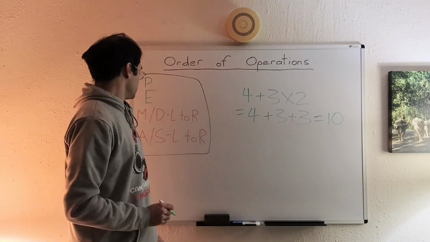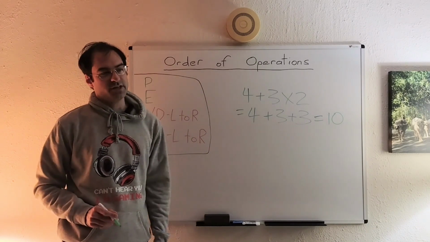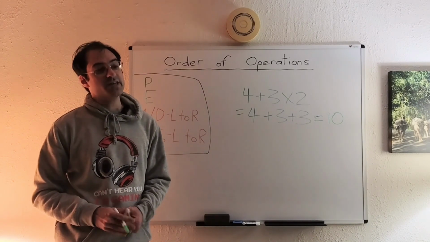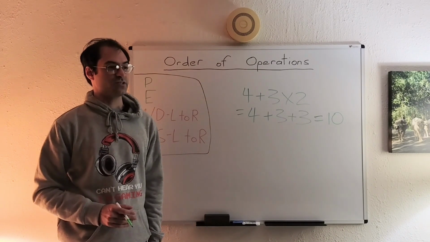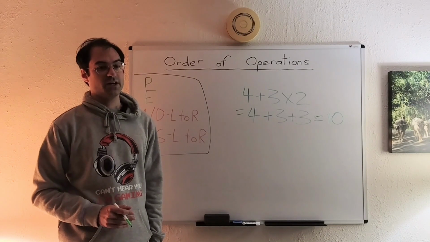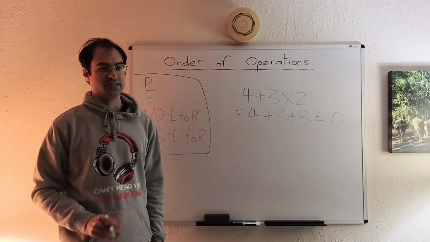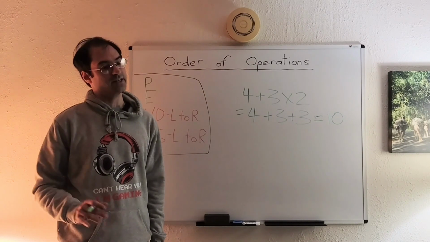and then adding it. Now, why is addition and subtraction of the same priority? It's just because subtraction is the same thing as addition. It's just addition of a negative number. So if we have 7 minus 2, that's the same thing as saying 7 plus the negative 2 value. We're just adding a negative value.